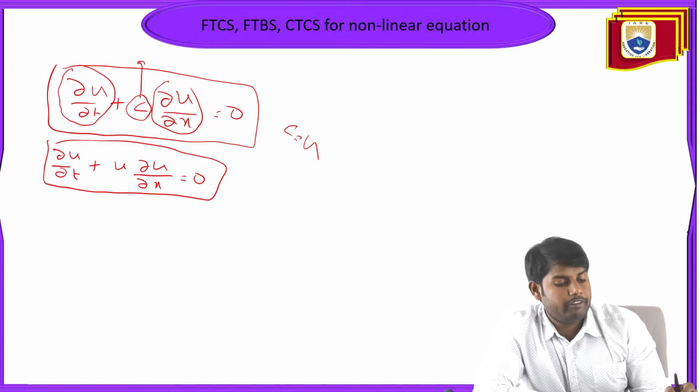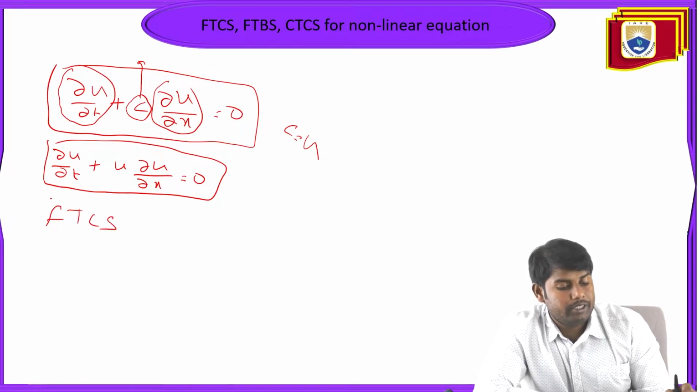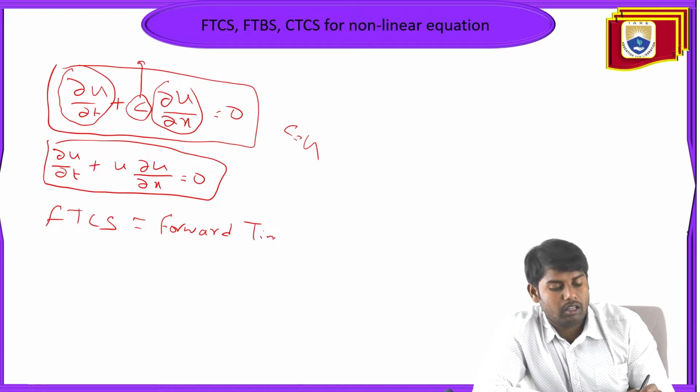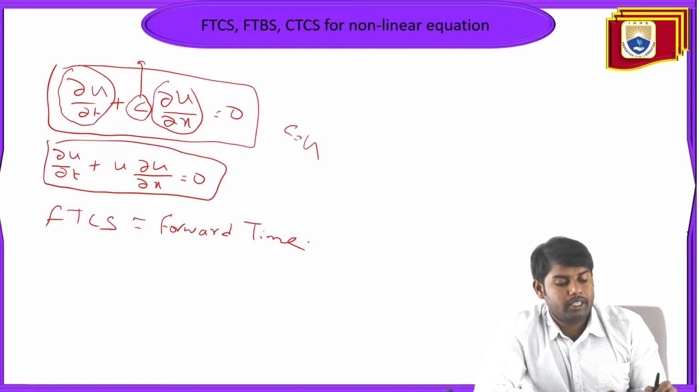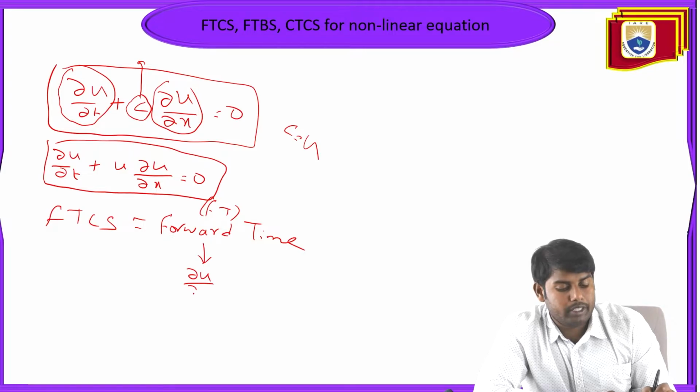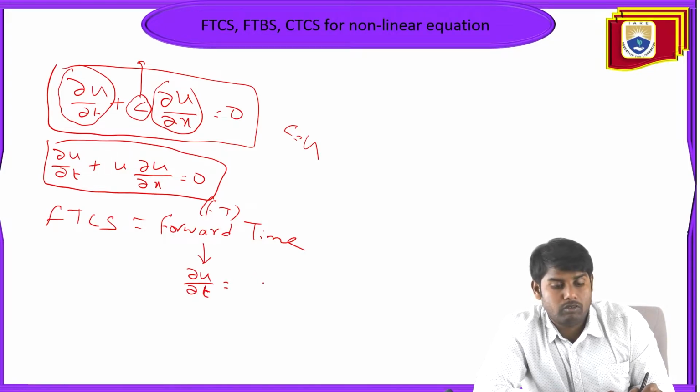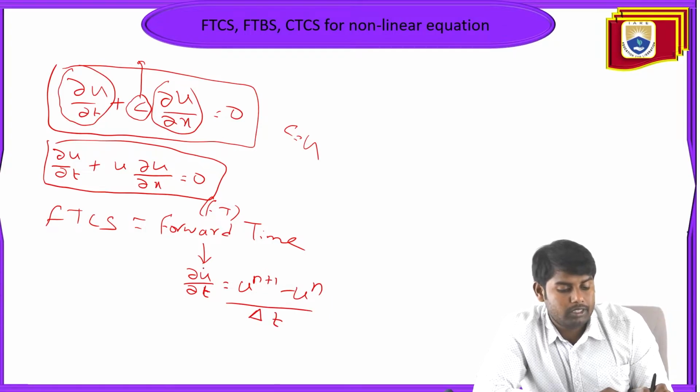Now if we go for FTCS, the FT is nothing but forward in time. For this forward in time parameter, we have dou u by dou t. The terms we use to write a discretized equation are superscript terms: u power n plus 1 minus u power n divided by delta t. So this is the forward in time terminology.